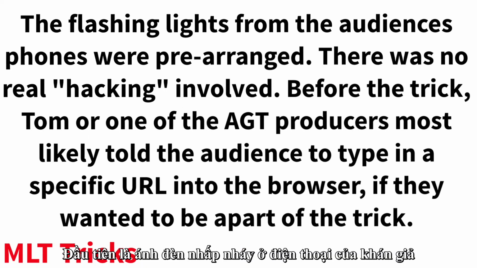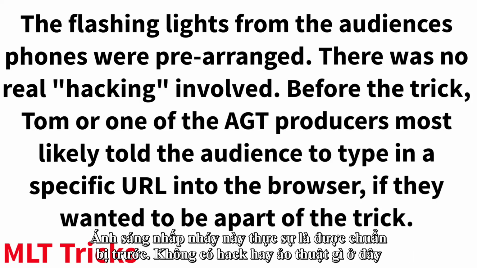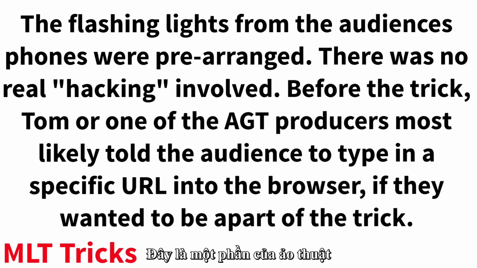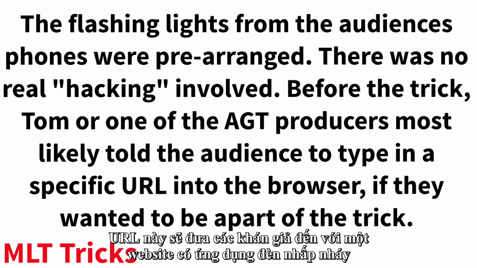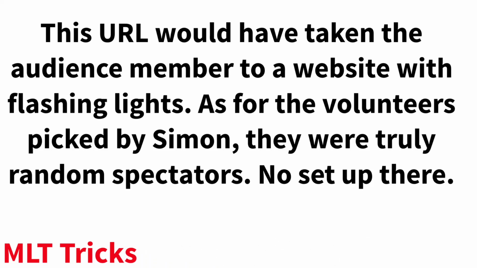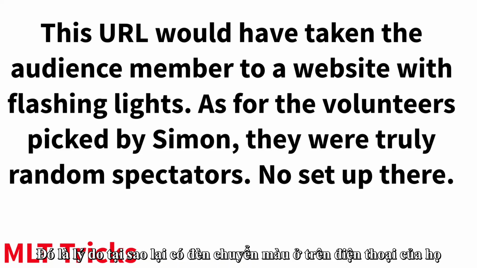Okay, so I'm first going to address the flashing lights from the audience's phones. These flashing lights from the audience's phones were certainly prearranged. There was no real hacking involved, and this wasn't really magic. And so before the trick, most likely Tom or one of the AGT producers told the audience to type in a specific URL into their web browser if they wanted to be a part of the trick. And then from here, this URL would have taken the audience member to a website with flashing lights. So that's how the flashing lights were shown on their phone.